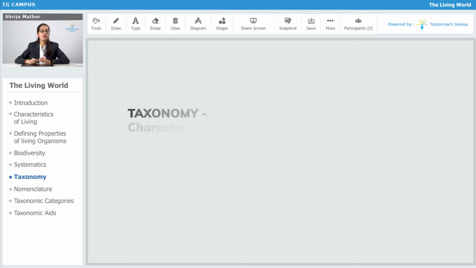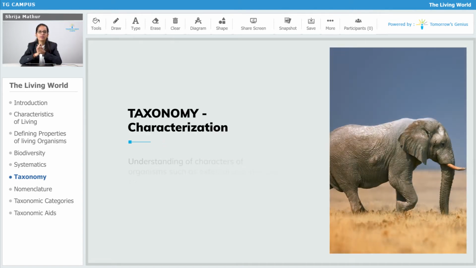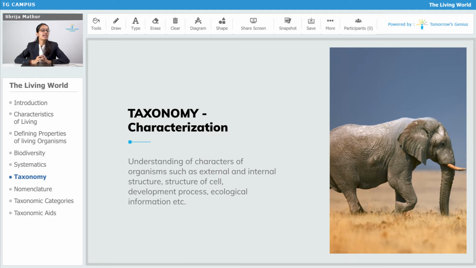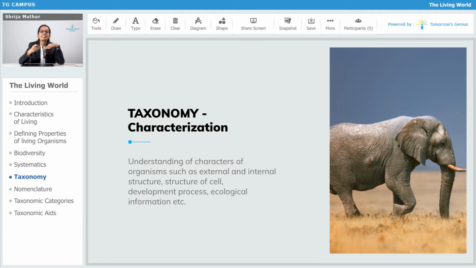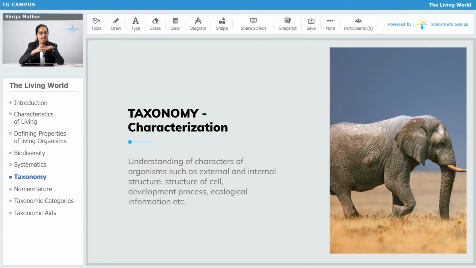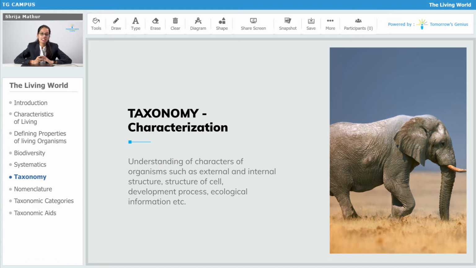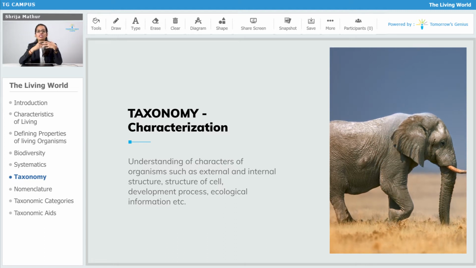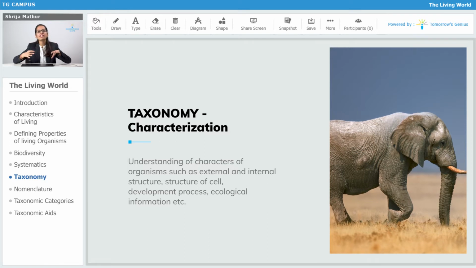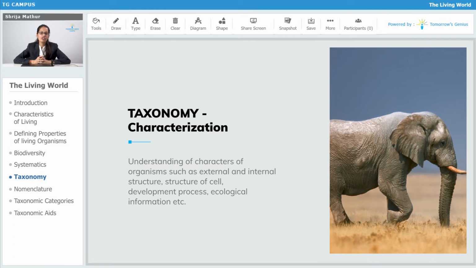Let's have a look at what these are. First is characterization. It means whenever you see any organism, first of all you observe the characteristics which are there. Like what characteristics can be there? The external and the internal structure, the structure of the cell, how the development is taking place and in what habitat it is present, what the ecological information is. All these things you try to gather. So that is the characterization.